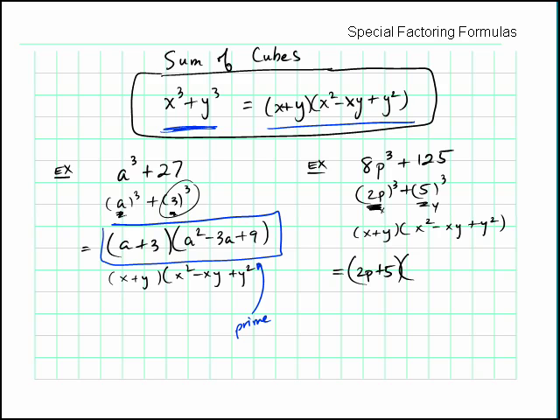X squared is this 2p squared, which is going to give me 4p squared. Minus x times y is 2p times 5, which is 10p. And then finally y squared is our 5 squared, which is going to be 25. And I have it factored. Okay, that's our sum of cubes pattern. Let's do one more of those. Let's turn the page here. One more example of a sum of cubes pattern.